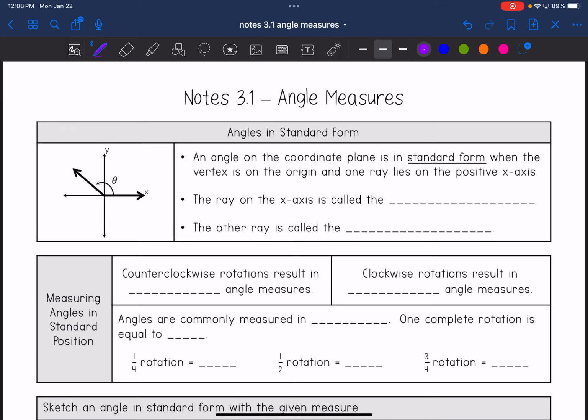Hey everyone, today we're going to start Unit 3, which is all about trigonometric functions. We're going to start with the basics, just talking about angle measurements.